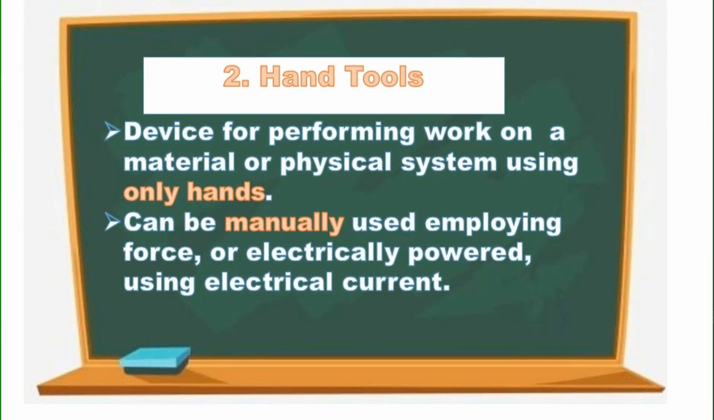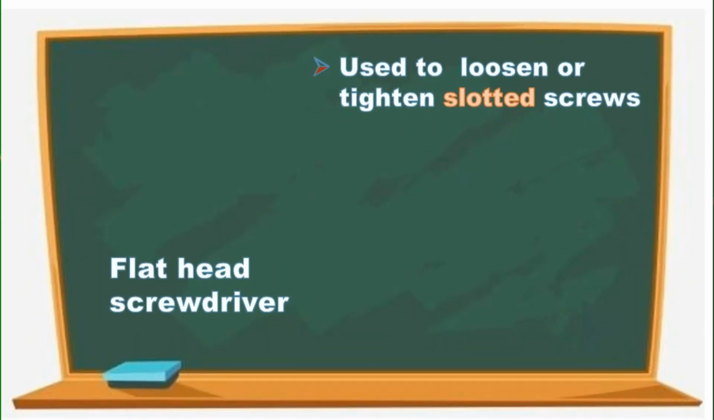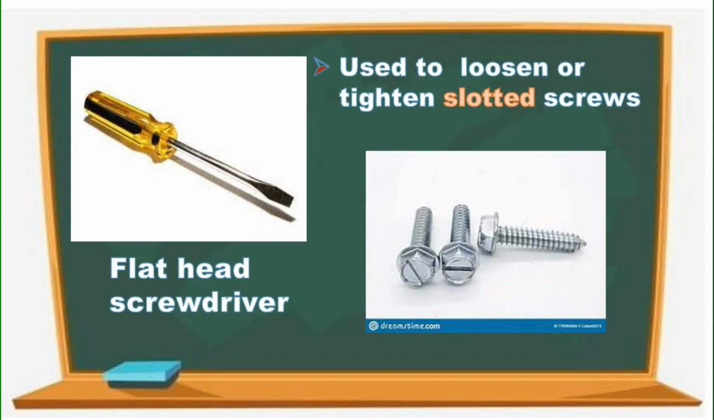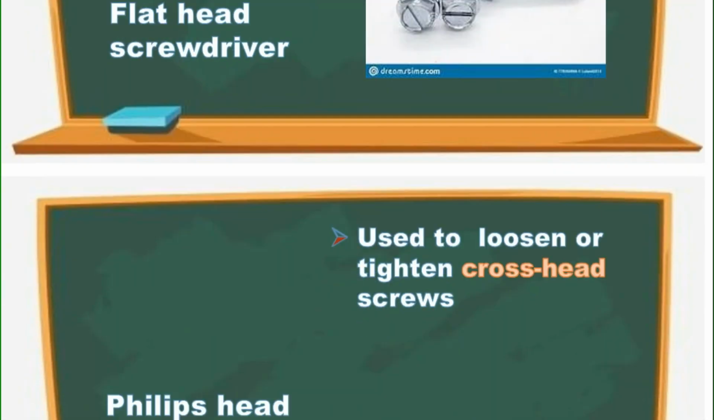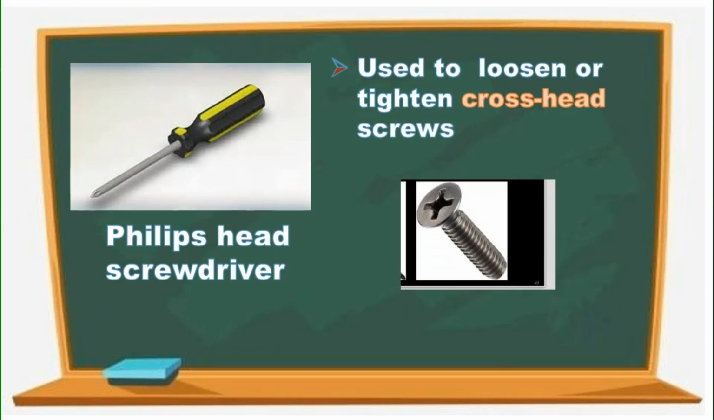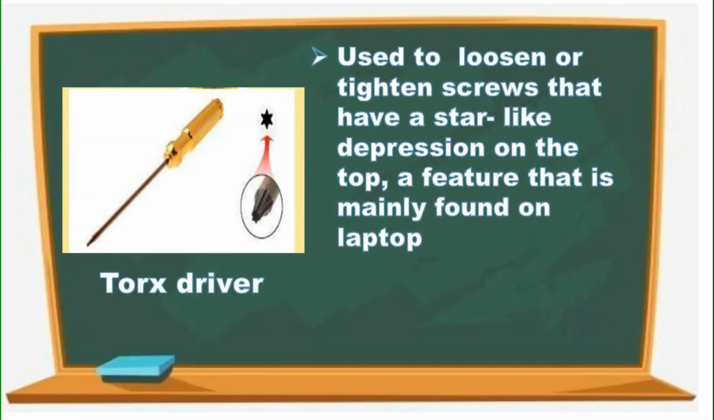Hand tools. Devices for performing work on a material or physical system using only hands. They can be manually used, employing force, or electrically powered using electrical current. Examples of these are 1. Flathead screwdriver. It is used to loosen or tighten slotted screws. Phillips head screwdriver. It is used to loosen or tighten crosshead screws. Torx driver. It is used to loosen or tighten screws that have a star-like depression on the top, a feature that is mainly found on laptops.